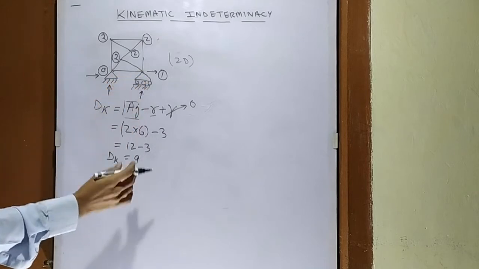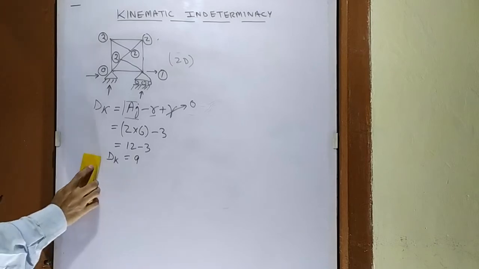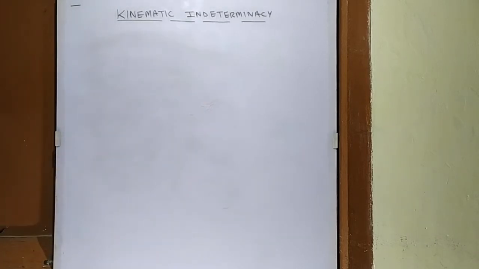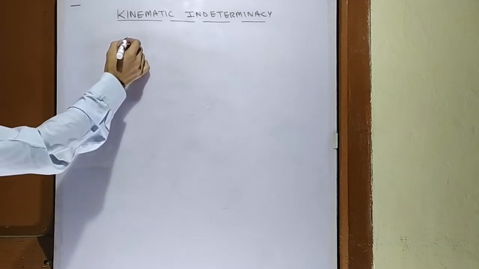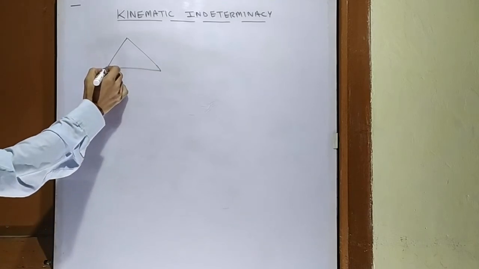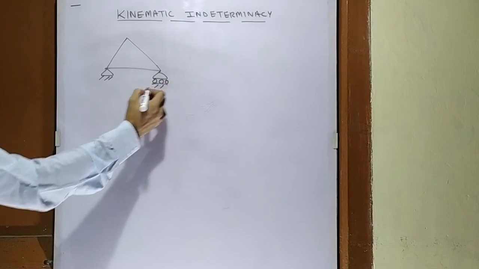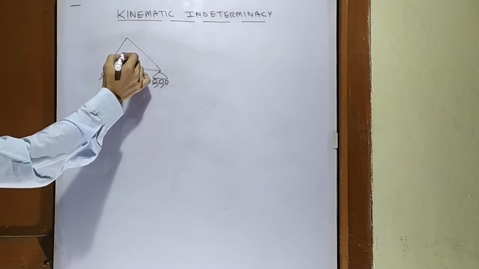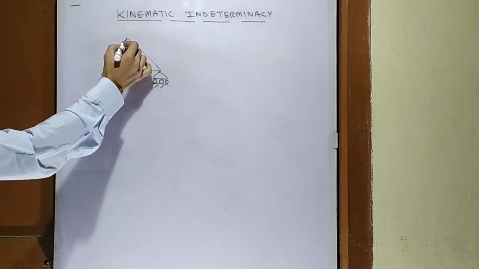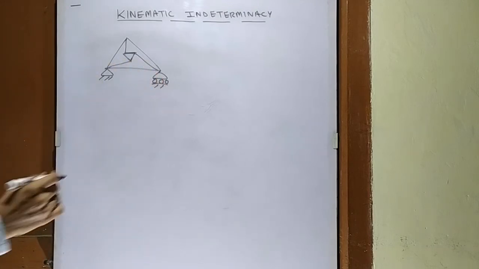So it will be 9, which will be equal to the result which we have got from the formula. Now we just take another example, a very simple example, so that the concept may be clear very well. So this is a truss, and there is a pin support, there is a roller support, and there is an inverted triangle like member in this structure. So this is jointed here, and this is jointed here, and this is jointed here.